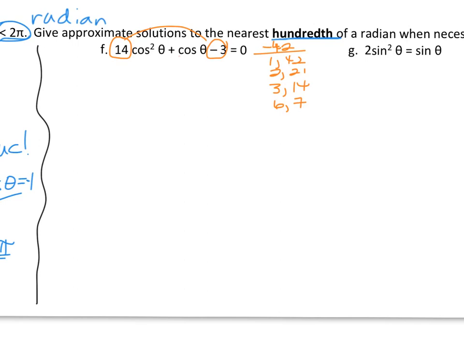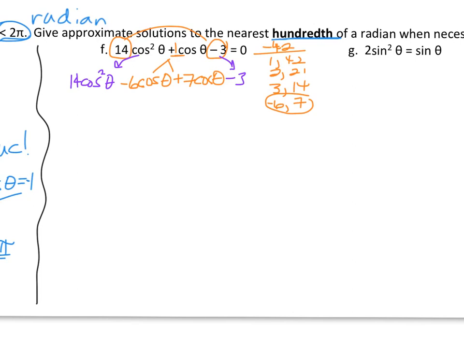Now, we have to figure out which pair would multiply to be negative 42 and then add to get a coefficient of 1 in the middle. If we keep 6 negative and 7 positive, that will do the trick. So what we're going to do is split up that bx term into negative 6 cosine theta plus 7 cosine theta. And then we need to drop down the first term out in front. So 14 cosine squared theta. And that last term at the end, minus 3.